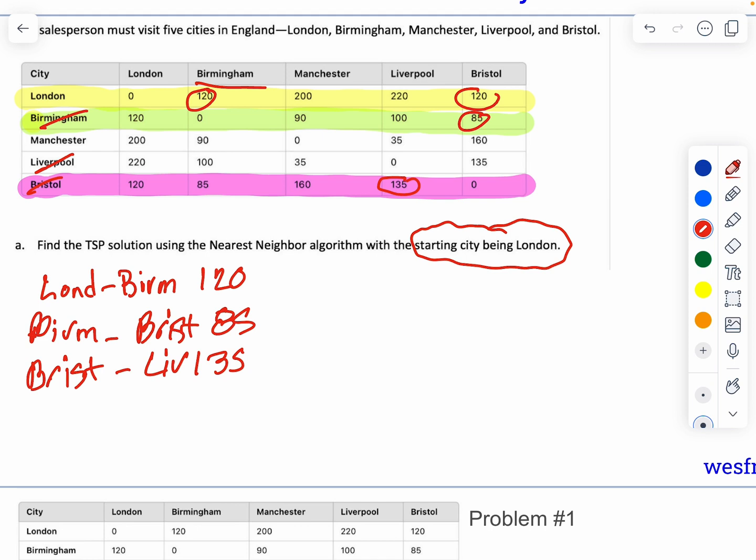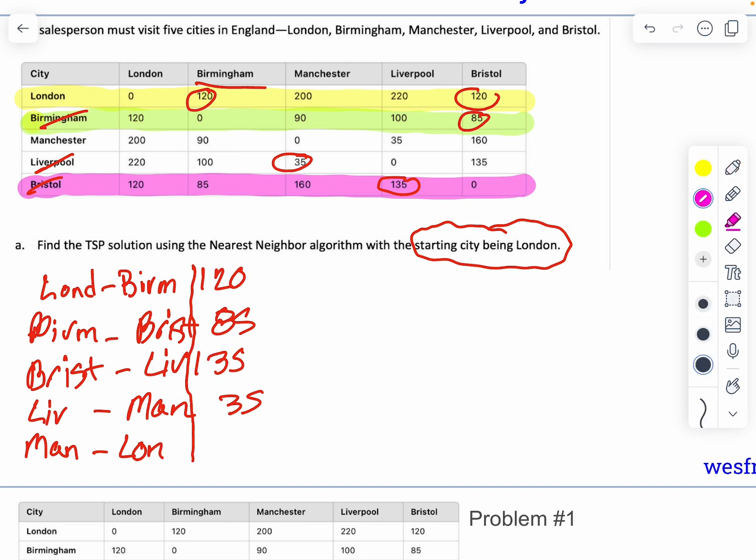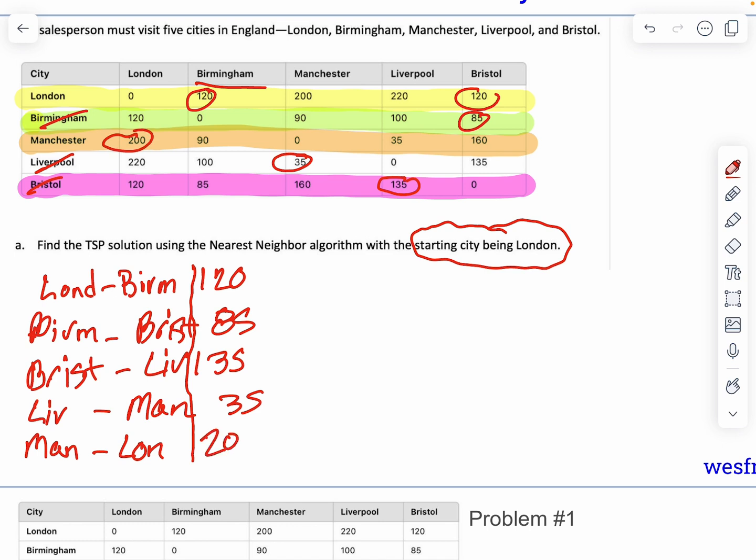I'll have to go back to London, but it's going to be Manchester. And so if I'm going from Liverpool to Manchester, I can look across and see that's really close. That's going to be 35, okay? All right, and then my last step, this is important, is to go back to my point of origin, which was London. So I need to figure out Manchester to London, and so I can look across, I'll do orange. I'm going to look across my Manchester line, and I'm trying to see where is London. Manchester to London is 200.